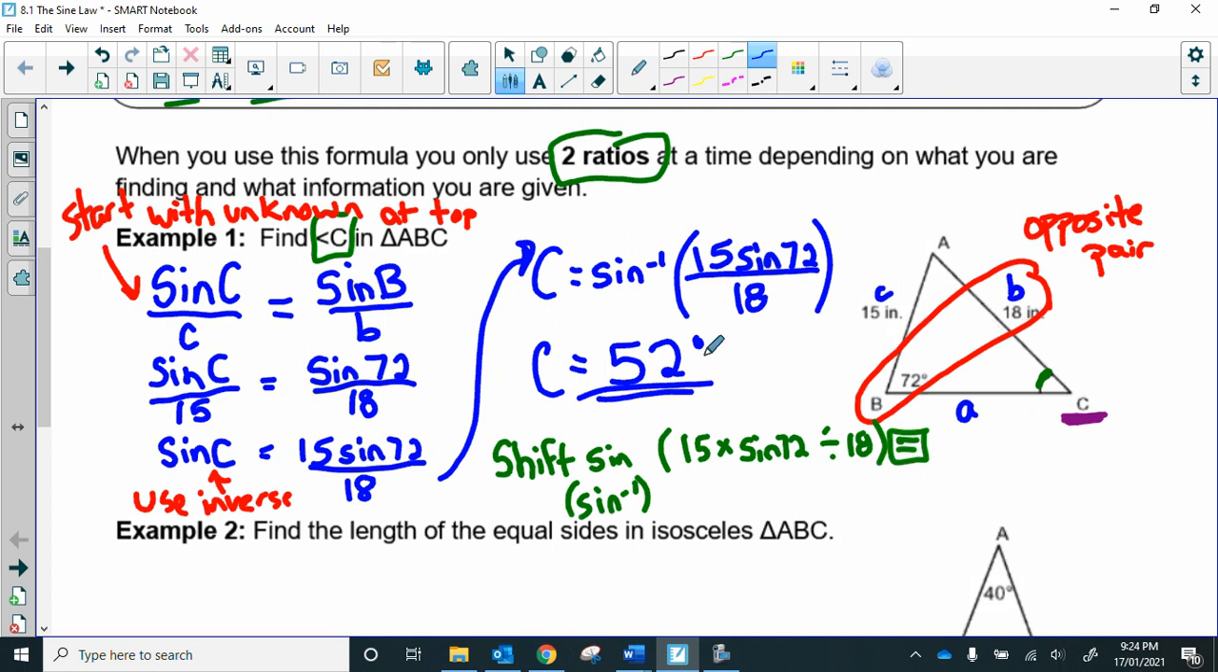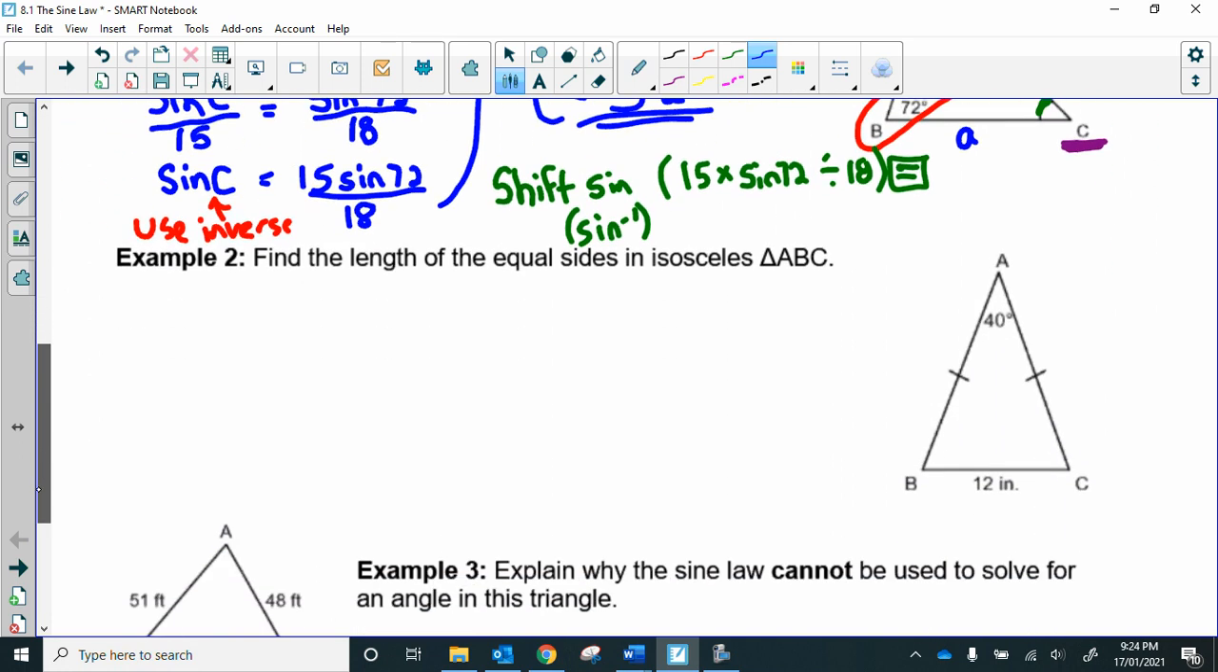If you have a backwards calculator, you're going to do it backwards. I would start off with 72 sine times 15 divided by 18 equals, and then shift sine or second function sine. So again, if you have any calculator issues, let me know. Try that, see if you can get 52 degrees. You can pause the video if you want. I'm going to move on to the next one.